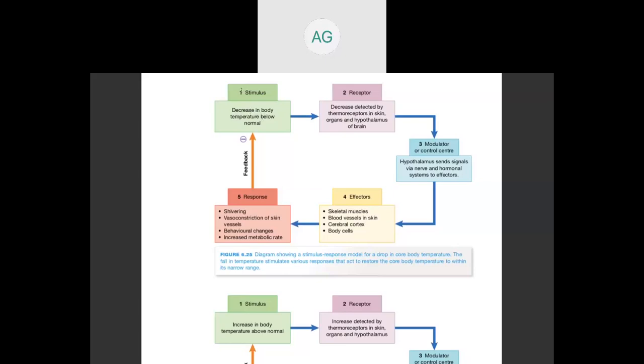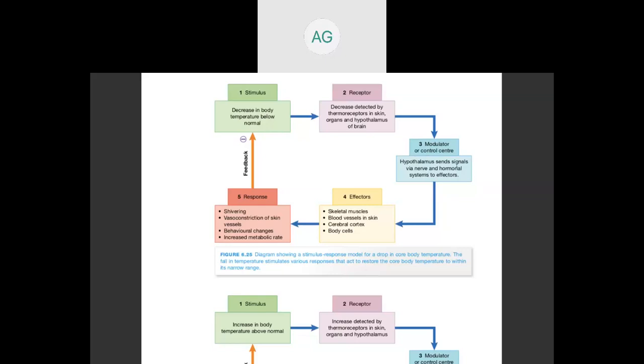Then what happens next? There's a change. Who detects that change? The receptors in our body detect that change. So what are the receptors? We have some thermoreceptors in the skin, organs, and hypothalamus of the brain. All of those detect that change, that stimulus. And after that, what happens? The message goes to the control center, which is the brain, the hypothalamus for temperature regulation.